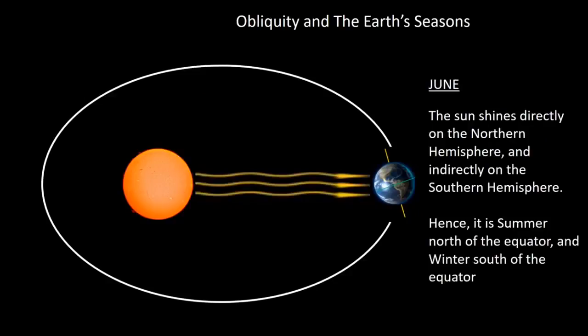In June, the Earth is almost at the aphelion. Because of the axial tilt, the Sun shines directly on the northern hemisphere and indirectly on the southern hemisphere. This provides summer north of the equator and winter south of the equator. A point to note is the tilt of the northern hemisphere more than compensates for the approximate 6% loss in solar irradiance received at the aphelion.